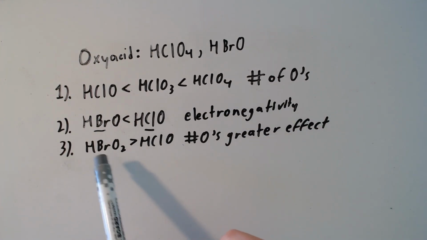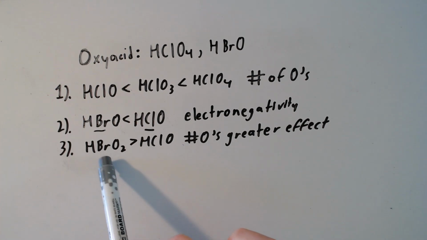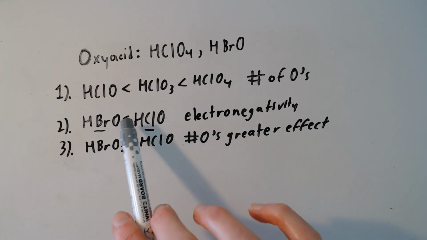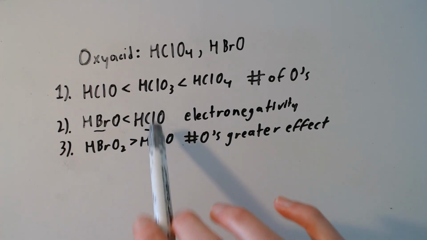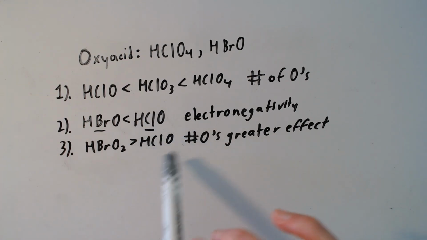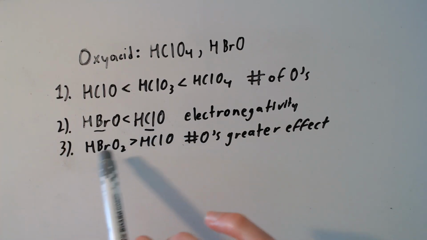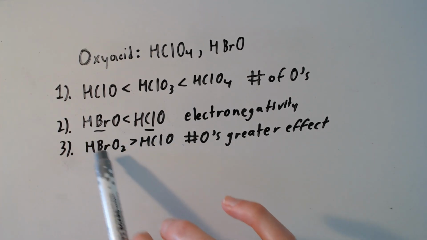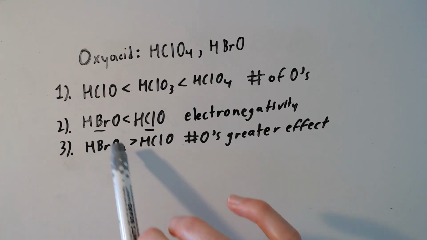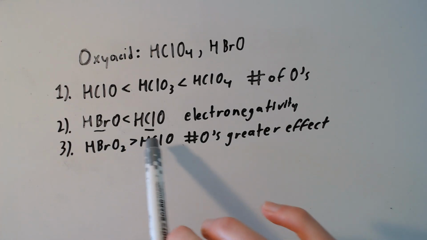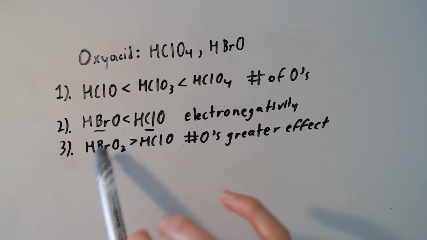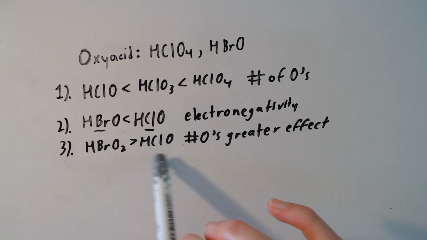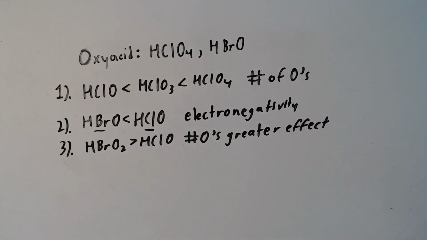So for example, in this case, we can see that the Br is less electronegative than the Cl, the central atom. So, like in this example, we know that because the Cl is more electronegative, the HClO should technically be stronger than the one with the bromine, because the Cl is more electronegative than the bromine. But because this acid, the HBrO2, contains more oxygens, it is stronger than the HClO, because the effect of the number of oxygens outweighs the effect of the electronegativity of the central atom.